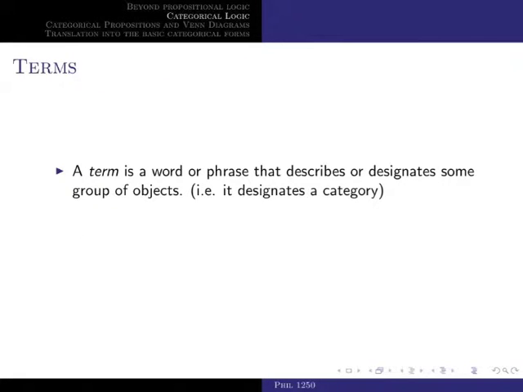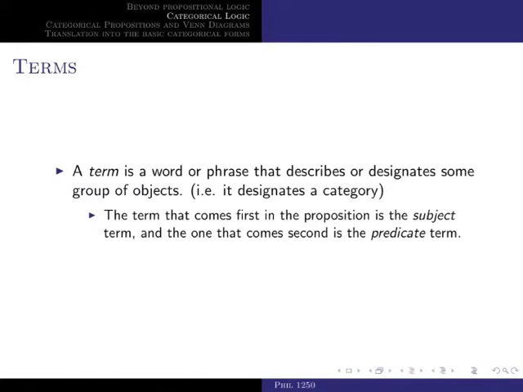One of the main components of categorical propositions are terms. A term is a word or phrase that designates a group of objects, that is, a category. For instance, dog, human, train, tiger, all of them are terms. A categorical proposition contains two terms, and the term that comes first is called the subject term. The term that comes second is the predicate term. These are usually abbreviated as S and P respectively.